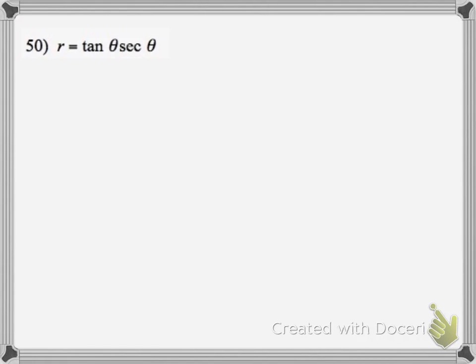Okie dokie, we're going to do number 50 on the comprehensive portion of your final exam review. And this is a polar equation that we are going to try to rewrite as a rectangular equation, which means we need to basically manipulate both sides to get rid of the r's and the thetas. Okay?